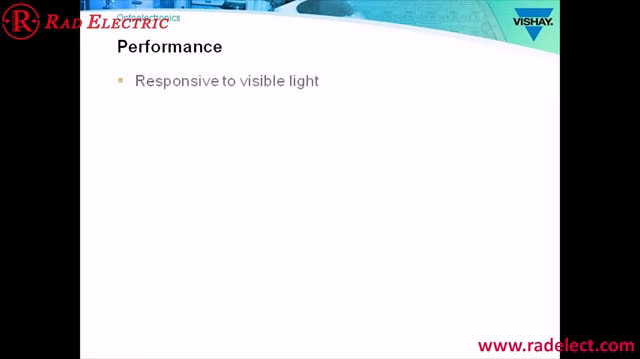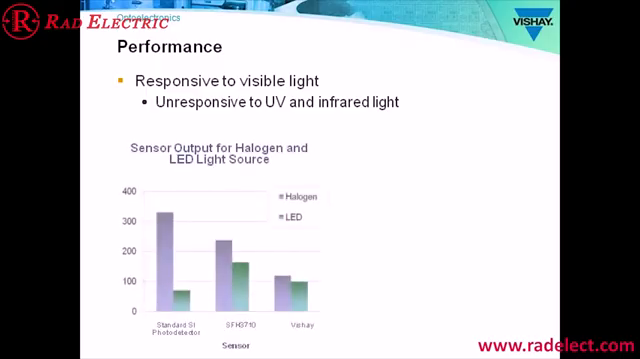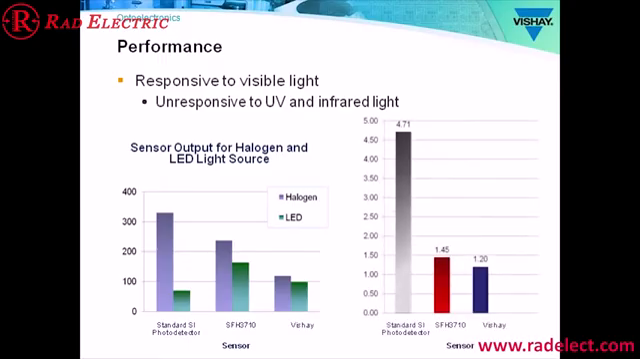As we saw in the video, an ambient light sensor must respond to visible light, but be unresponsive to UV and infrared light. One way to compare the performance of Vishay's ambient light sensors versus standard silicon photodetectors and the competitor sensor is to calculate the ratio of response to halogen versus LED light. The closer to 1, the better.